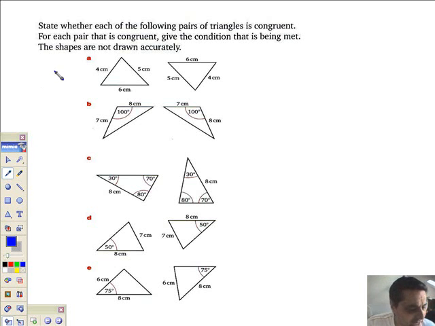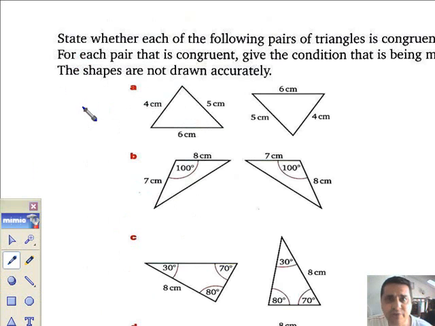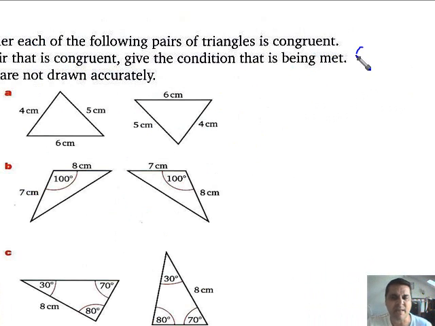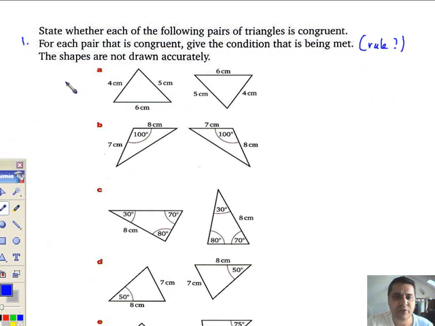Okay, what we've got here is section 15.4, page 2260 in real questions. This is question 1. It says, state whether each of the following pairs of triangles is congruent. So I've got A, look at these two, B, look at these two. For each pair that is congruent, I've got to give the condition that's being met. In other words, what is the rule we're talking about? And the shapes are not drawn accurately, so don't go measuring angles and sides.